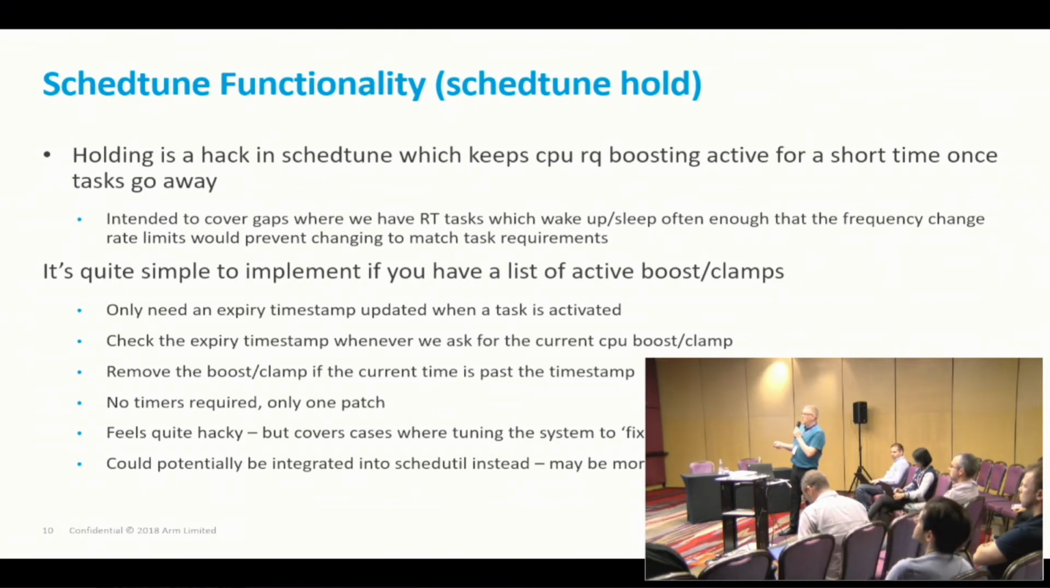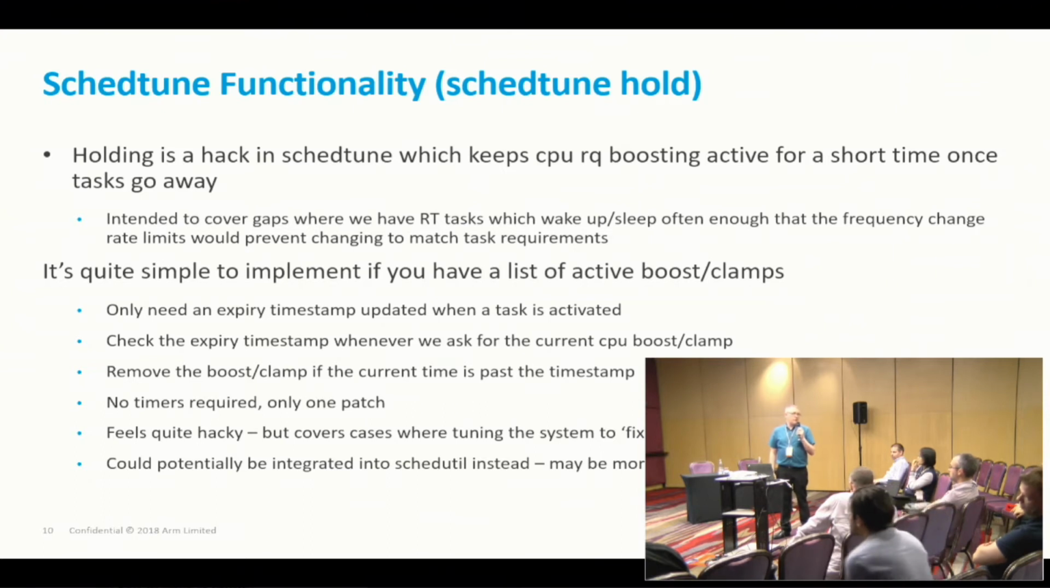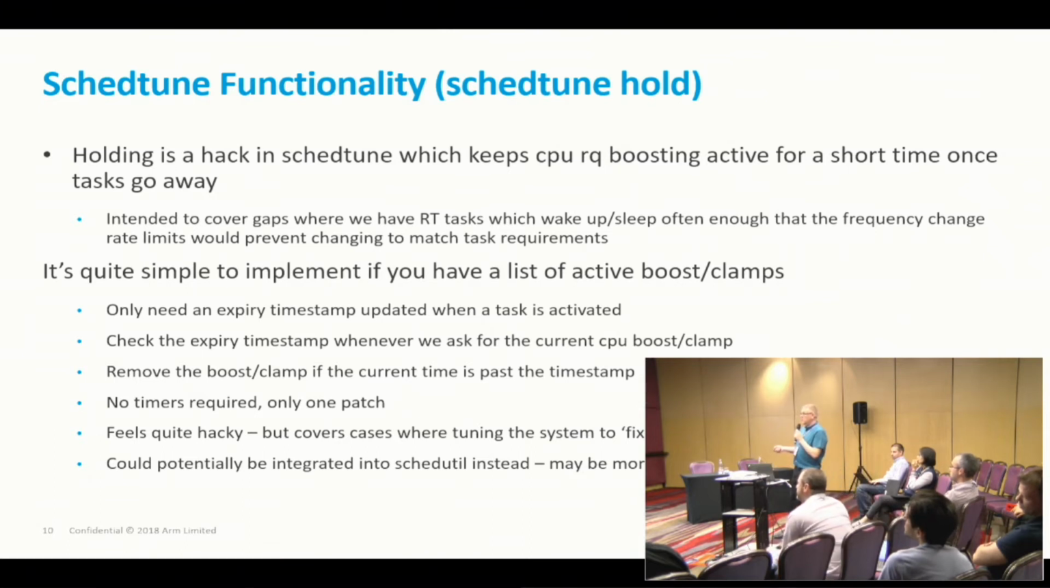It's just a bunch of timestamps that you collect, and when you do an update, you check to see whether it's expired or not. But the main thing it does is it covers cases where it's actually not possible to know this stuff ahead of time, and the fact that you've got those frequency change restrictions means that you can get yourself out of phase in a way which causes you problems. So it covers up all of those issues, which is why it's still in Android. So we don't really have an answer to this. I have an idea, maybe we could put it in SCED-util instead, but I don't know.